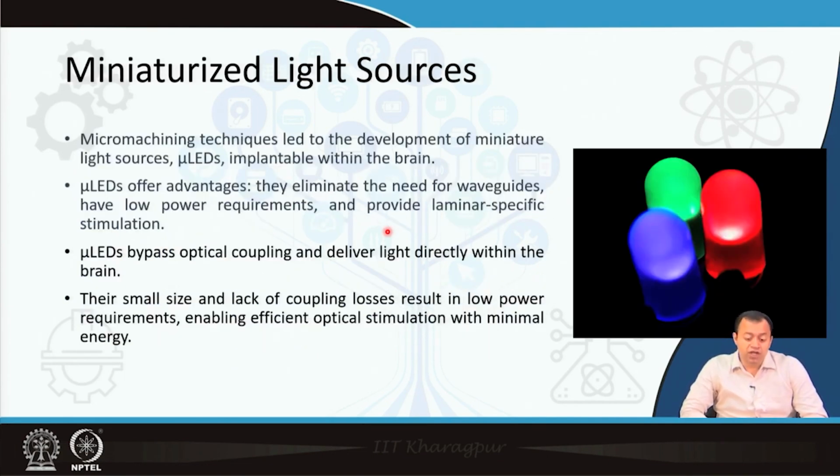We also need to have miniaturized light sources. Micro machining techniques led to the development of miniature light sources, micro LEDs implantable within the brain. Micro LEDs offer advantages. They eliminate the need for waveguides, having low power requirements. So, micro LEDs are mostly made up of quantum dots, a combination of quantum dots these days, perovskites and those kinds of materials are coming up, but still you have to understand that this is not being used in a sterile environment.